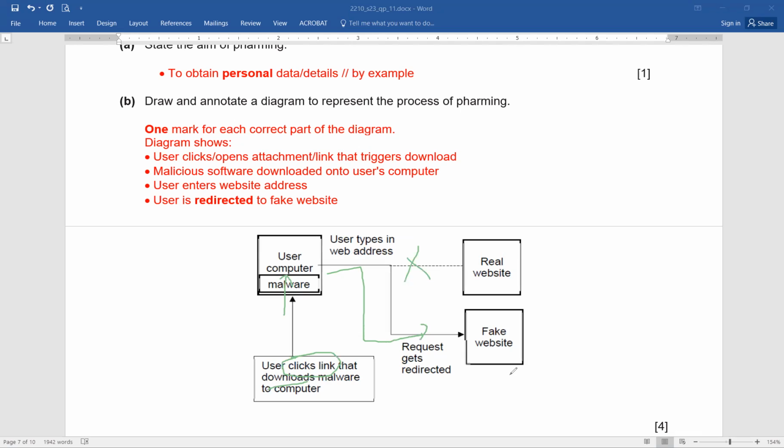I think by now we are clear how to answer the questions, isn't it? We are okay with the process of gaining the marks now, okay?